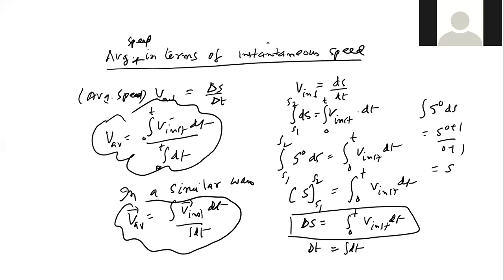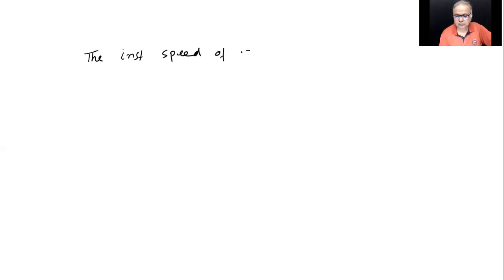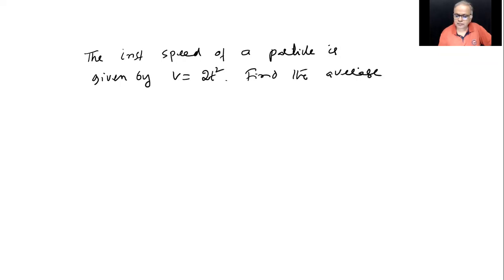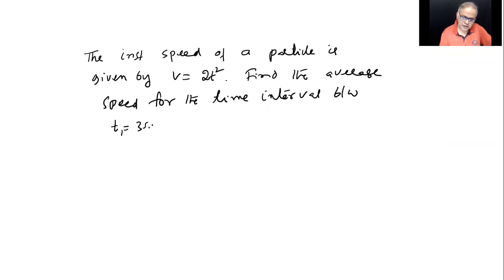Okay. Now, I'll give you an example straight away. The instantaneous speed of a particle is given by V equals 2t square. Find the average speed for the time interval between t1 equals 3 seconds and t2 equals 6 seconds.